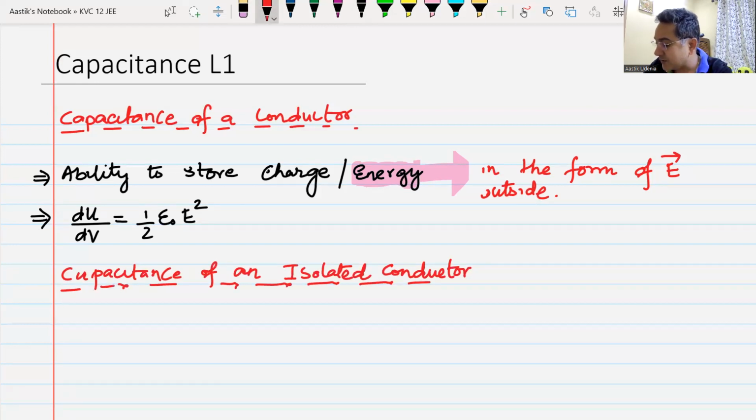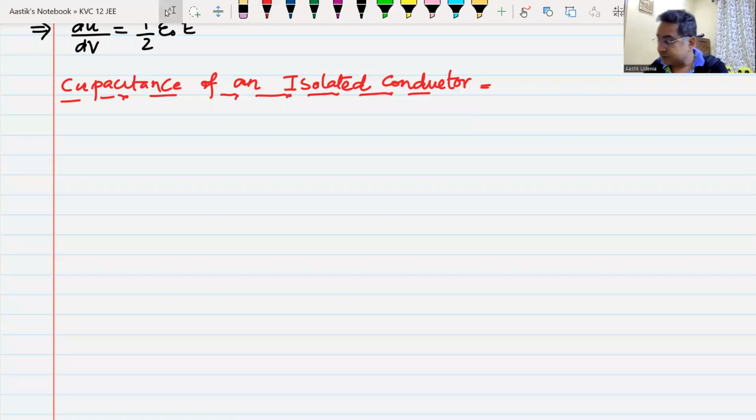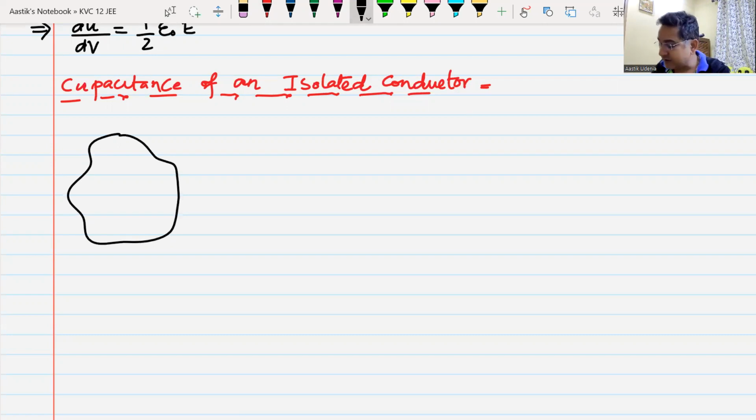How do I calculate the capacitance of an isolated conductor? By potential. So I have this random shape conductor, and we have dealt with this random shape conductor a lot of times. And I gave a charge plus Q on this conductor. This is all solid, so all metal.